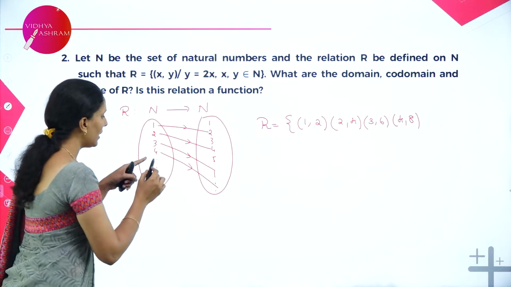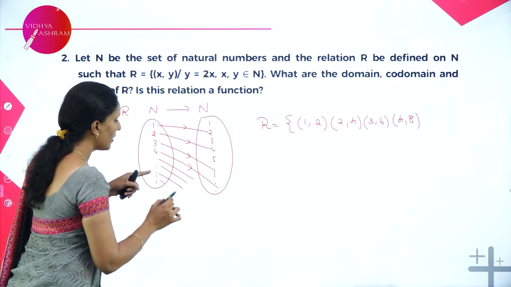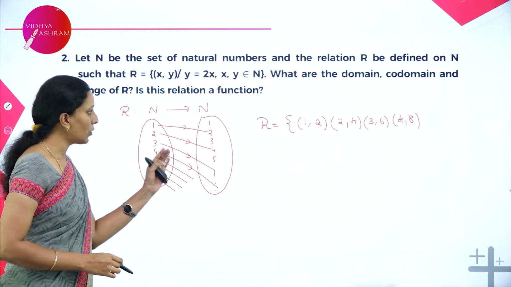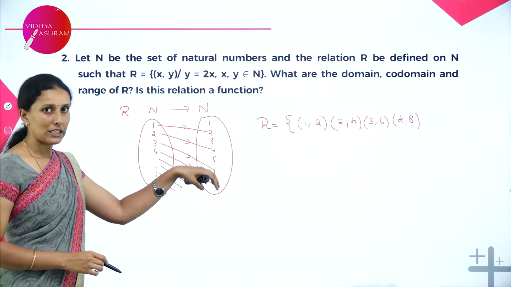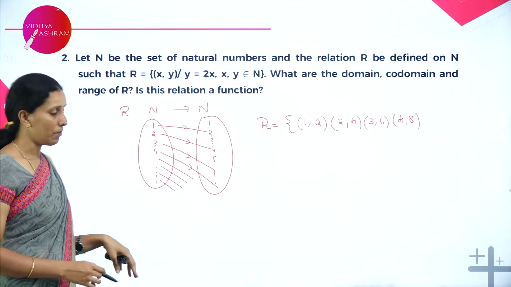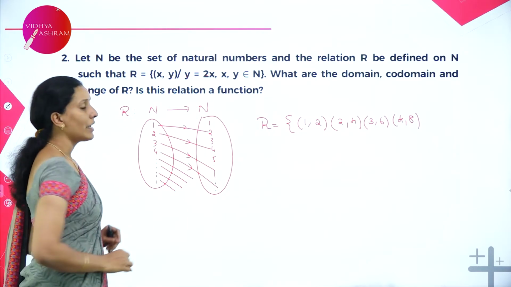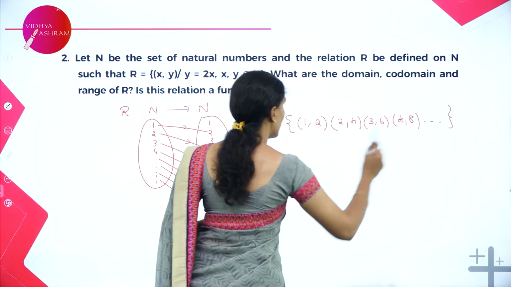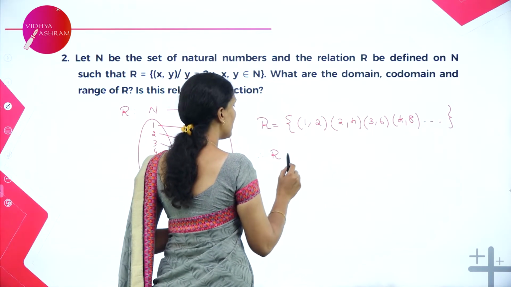All the elements are in the relation here, and every element will have some image in the set of natural numbers because there are infinitely many natural numbers. So we can clearly say it is an infinite set. Therefore R is a function.